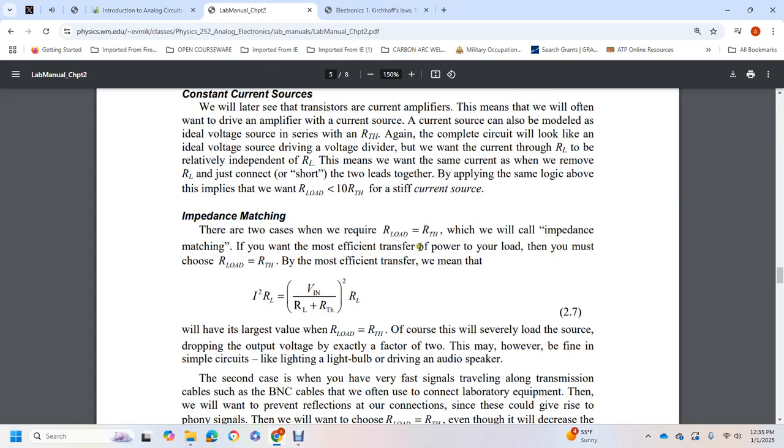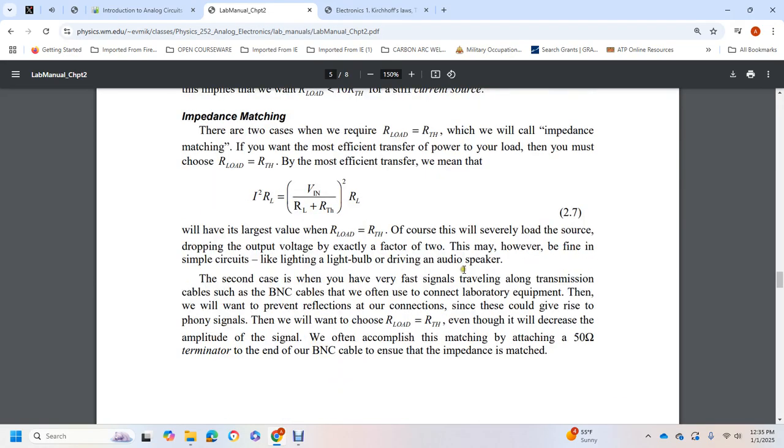Impedance matching. There are cases where the load resistance equals the Thevenin resistance. We call this impedance matching. If we want the most effective transfer of power to the load, then we must make the load resistance equal to the Thevenin resistance. The maximum power transfer is I squared times the input impedance, which is the input voltage over the sum of the impedance and the Thevenin resistance, squared. If the load resistance equals the Thevenin resistance, the source voltage is dropped at the output by exactly a factor of 2.